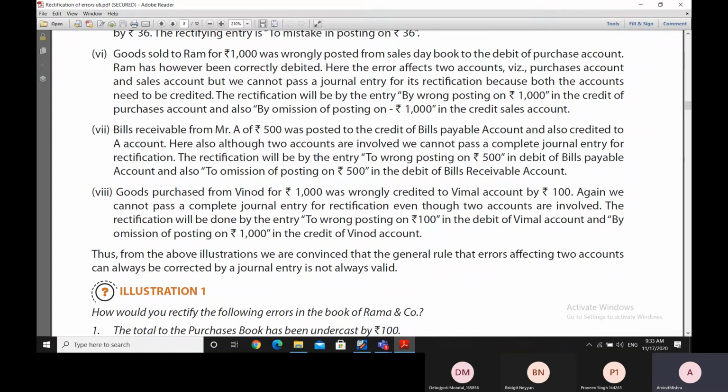So what we can do here is the rectification will be passing the entry "to wrong posting of 500" on the debit side of the bills payable account, and we'll say "to omission of posting of 500" to the debit of the bills receivable account.